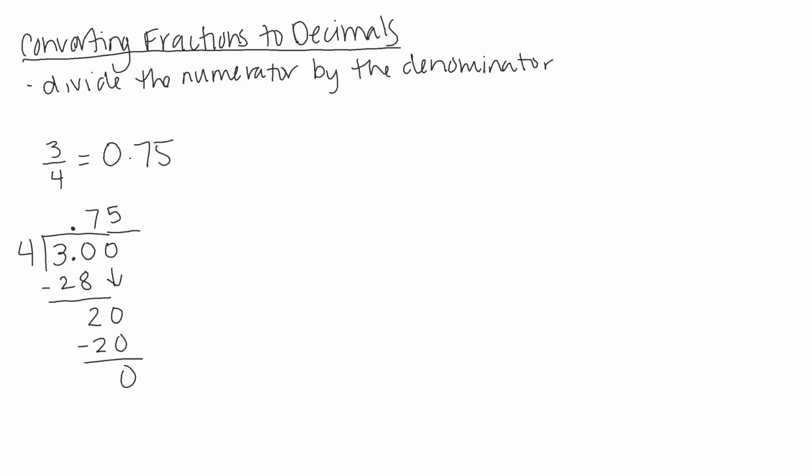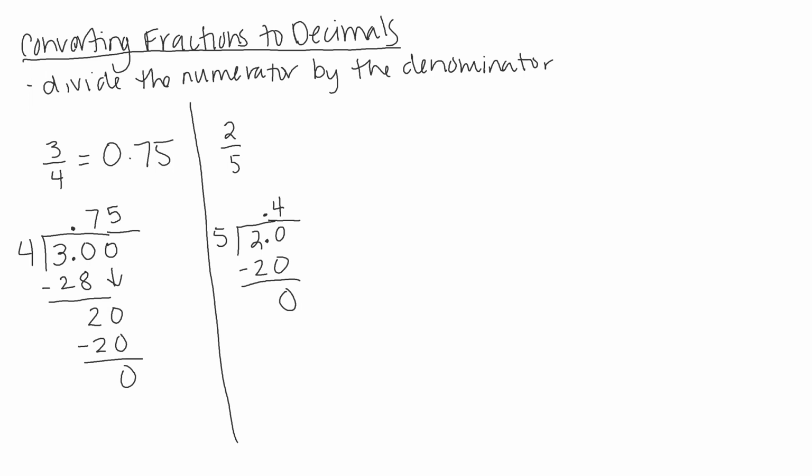Okay, let's look at another one. So let's look at 2/5. Same thing. 2 divided by 5. 5 doesn't go into 2, but we can pretend the 2 is a 20 by adding a decimal and a 0. Just make sure you bring the decimal up into your answer. So now 5 does go into 20 4 times. 4 times 5 is 20. We subtract. We get a 0 remainder. 2/5 is equal to 0.4. And that's it.